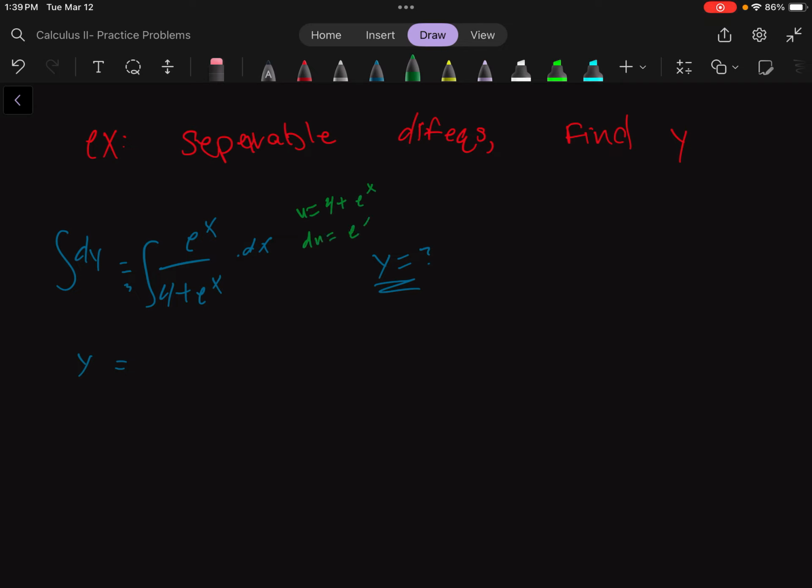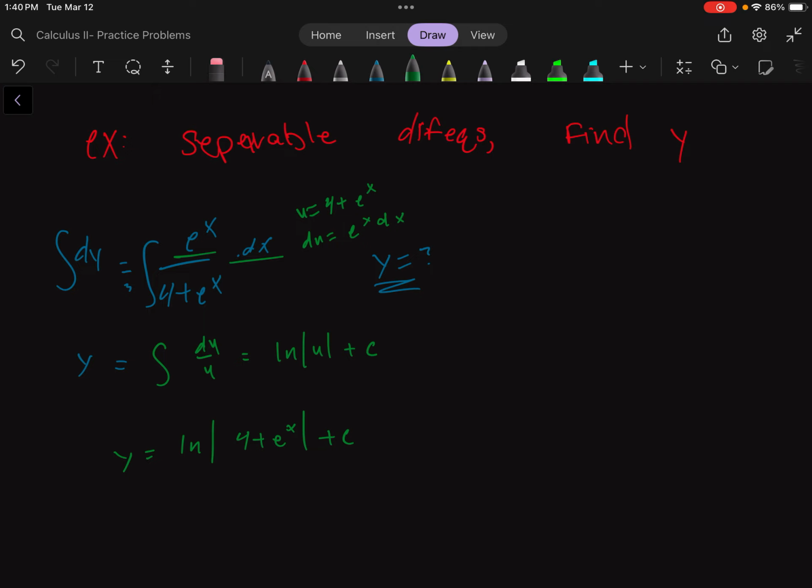Du is then e to the x dx. That's good. That's what we have on top. So it's the integral of du over u, which we know turns into natural log of the absolute value of u plus some c, right? Which means that our answer is going to be natural log the absolute value of 4 plus e to the x plus c, right?